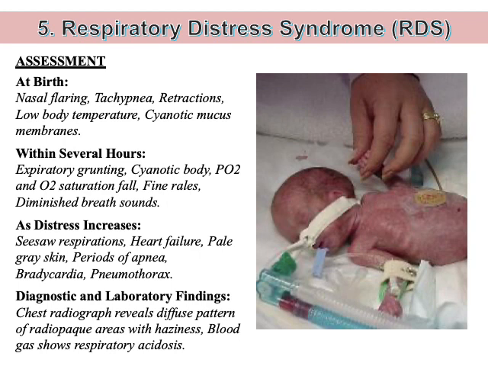These are signs of more complex complications. In the diagnostic and laboratory findings, chest x-ray would reveal radio-opaque areas, and blood gases show respiratory acidosis. These are all signs of poor gas exchange.